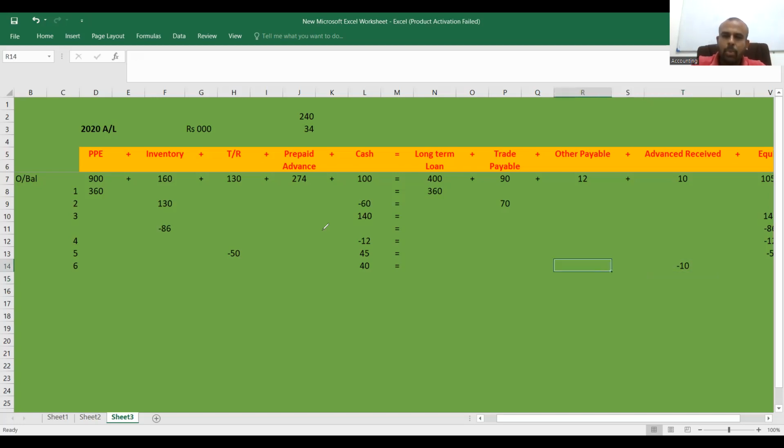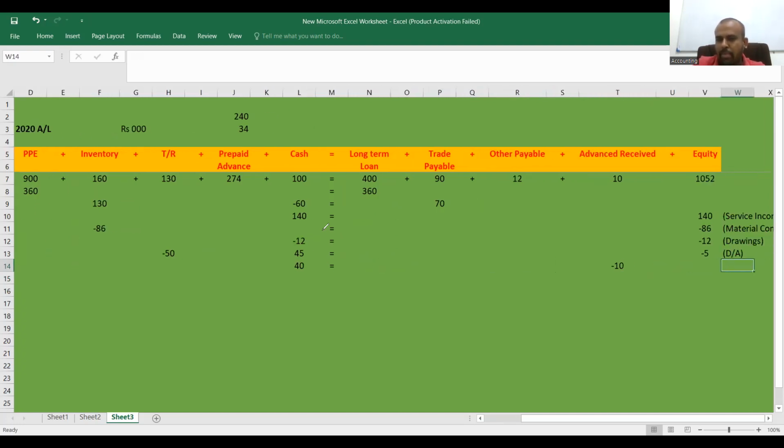Tell me, both of these two, right? The amount of cash you received and the amount that you reduce from your liability, both you can recognize as an income, which is called service income.